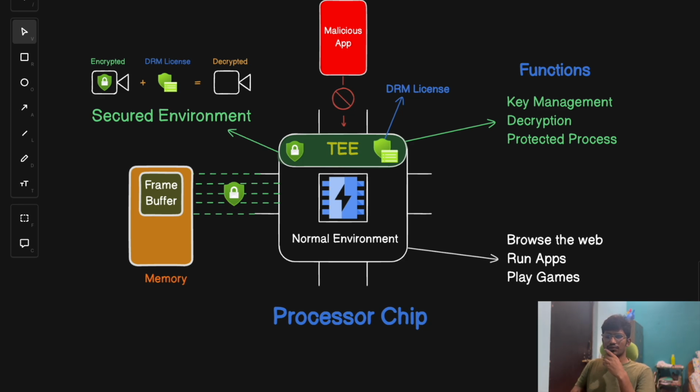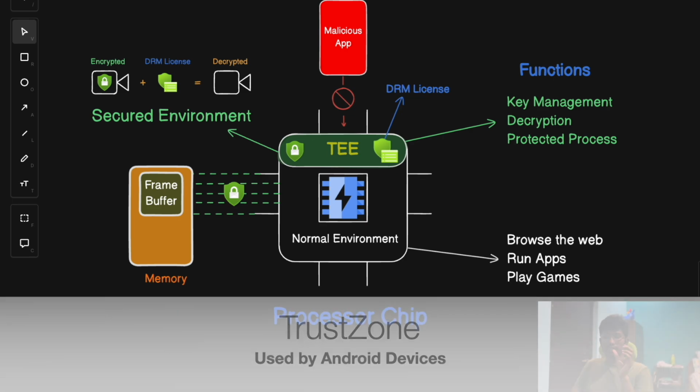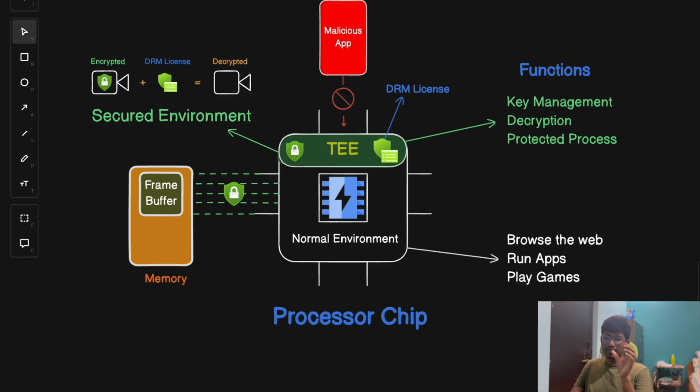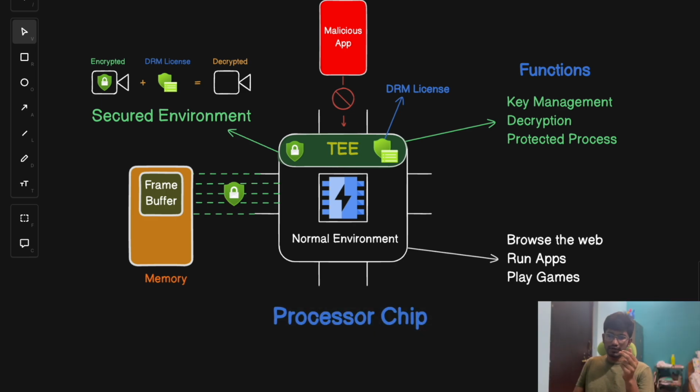Different platforms implement TEE, or the trusted execution environment, in different ways. For example, in Android devices, TEE is a part of something called TrustZone. TrustZone ensures that operations related to DRM and video decryption happen in a secure, isolated environment. Similarly, on iOS devices like iPhone, Apple uses its own implementation. It's known as Secure Enclave, which also provides similar protections for Netflix content.